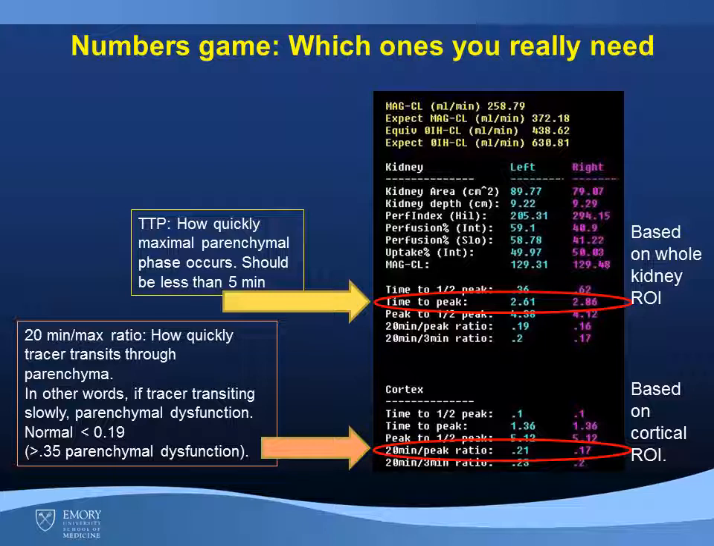Other indices we report is the time to peak, which is how quickly that maximal parenchymal phase occurs. And this should be less than 5 minutes, and this is based on the whole kidney ROI. And finally, the 20-minute to maximum activity ratio, which is how quickly the radiotracer transits through the parenchyma. In other words, if the tracer is transiting slowly, one can have parenchymal dysfunction. Now, the normal based on cortical ROI is less than 0.19, but if you take 0.19 plus 2 standard deviations, one can assume parenchymal dysfunction is present if this 20-minute to maximum activity ratio is greater than 0.35. We can also use the whole kidney ROI for this number as well.